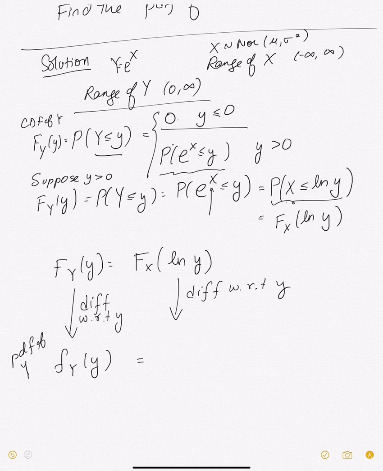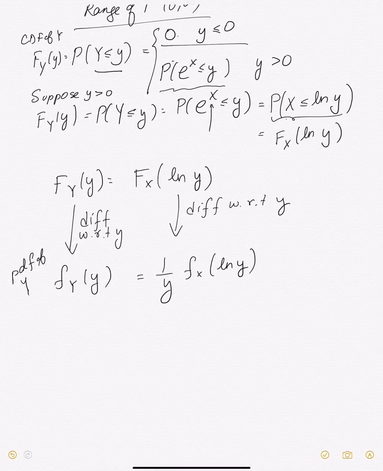What about this? Well, you have to use a chain rule. The derivative of log y is 1 over y. The derivative of capital F sub X is little f sub X. It's the PDF of X. And you want to evaluate that at log y. Okay, so there you go. The PDF of Y is equal to 1 over y times the PDF of X evaluated at log y.